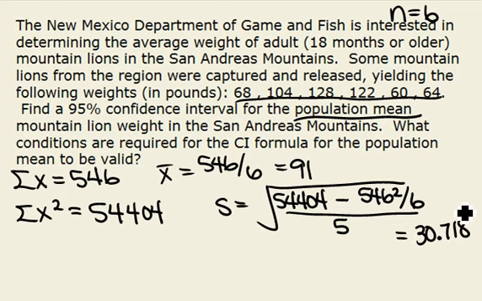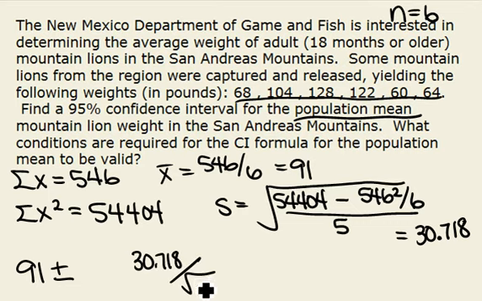So the confidence interval looks like x bar, 91, plus or minus our t, which I'll look up in a second, times our s, 30.718, over the square root of n, which we said was 6. Now to get our t, we need a degrees of freedom, and for these problems looking for one population mean, the degrees of freedom is equal to n minus 1, so we have a degrees of freedom here of 5.